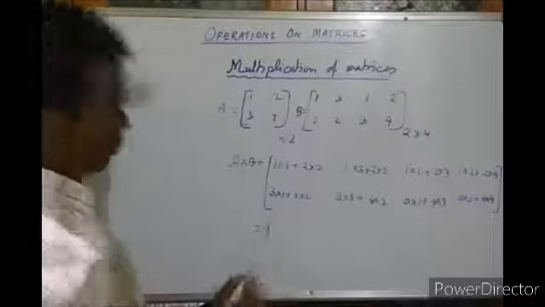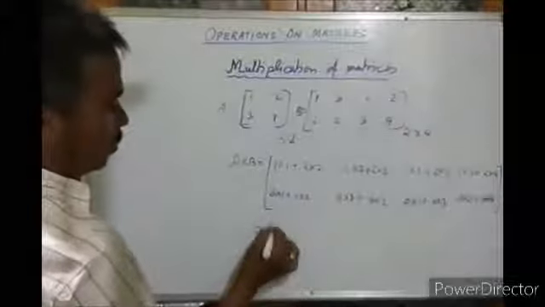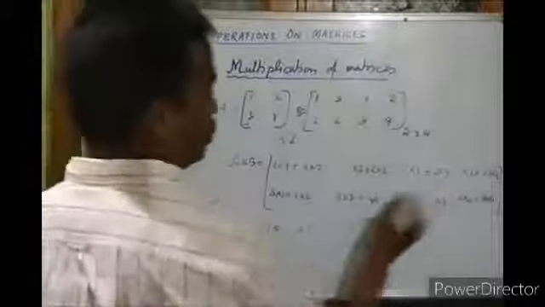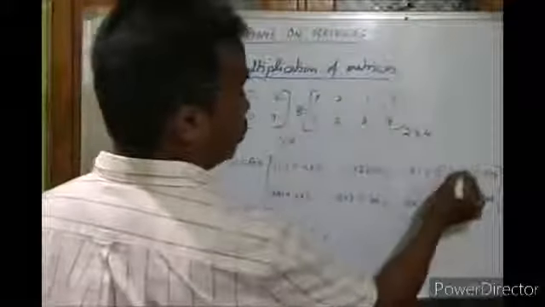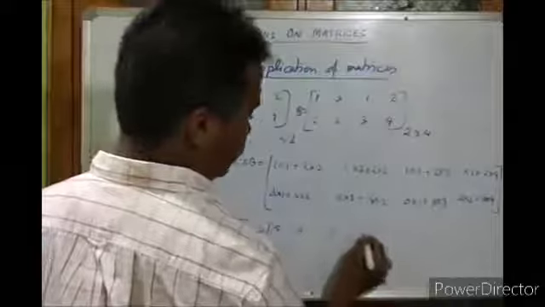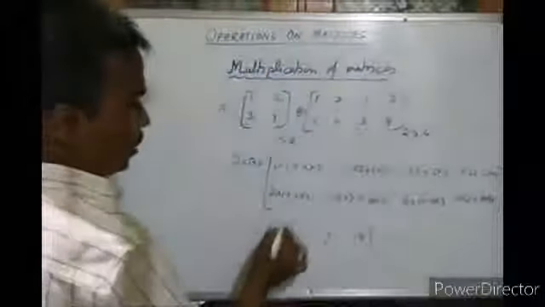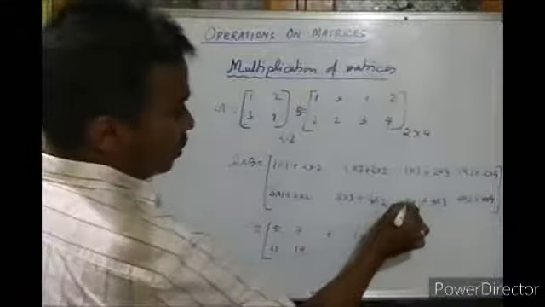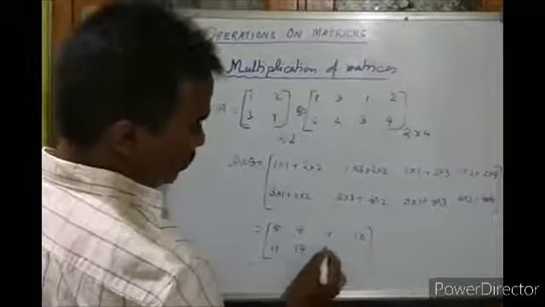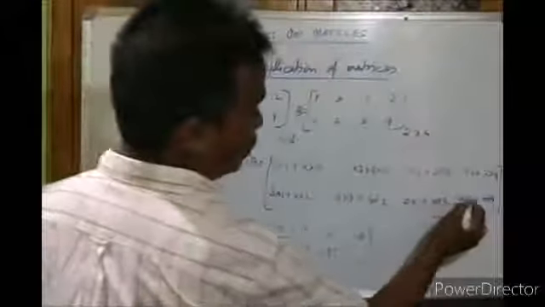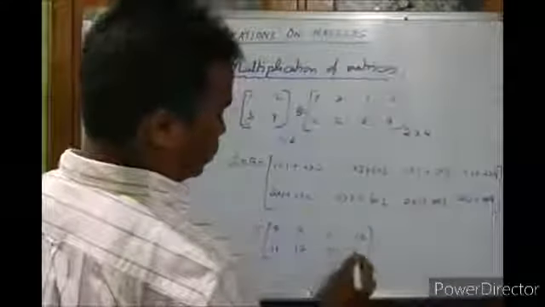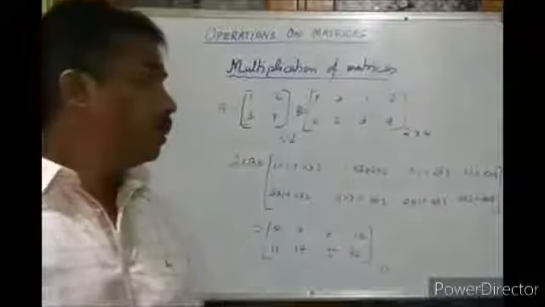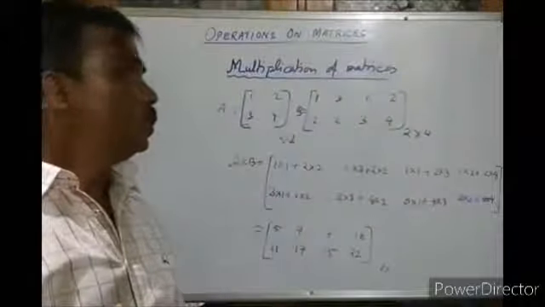As a result, we get 1 plus 4, which is 5; 3 plus 4, which is 7; 1 plus 6, again 7; 2 plus 8, which is 10; 3 plus 8, 11; 9 plus 8, 17; 3 plus 12, 15; then 6 plus 16, which is 22. So this is the answer. In this way, we find the multiplication of two matrices.